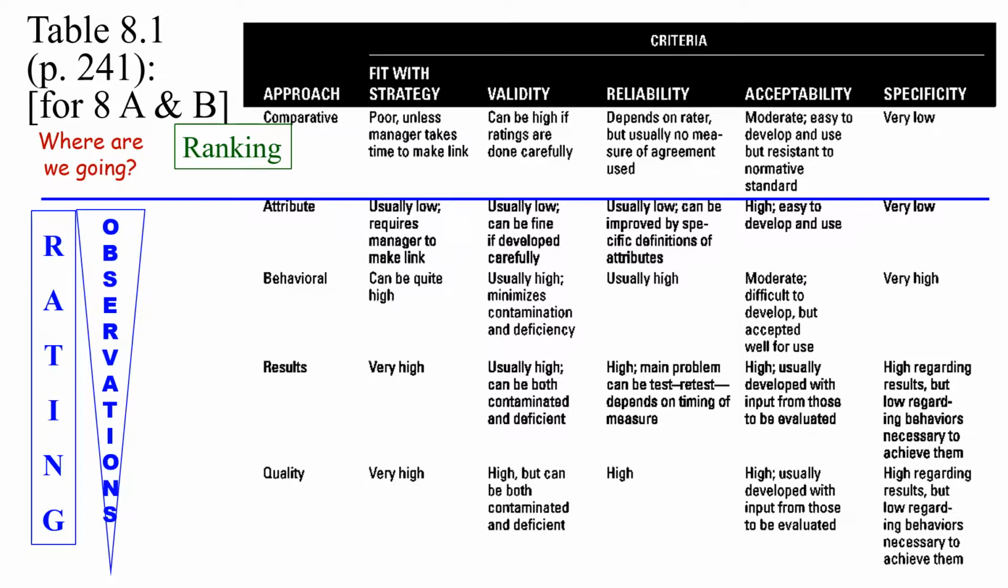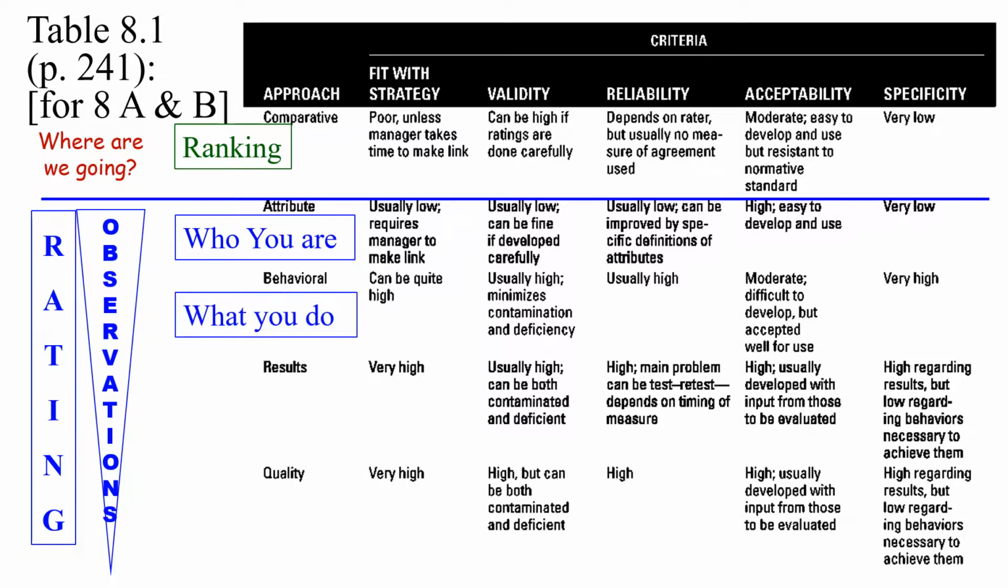For the first 2, attribute and behavior, we do a lot of observing. Managers or evaluators have to do a lot of observing of attributes and behaviors. It kind of tapers off for results and quality. Attributes are who you are. Behavioral is what you do.